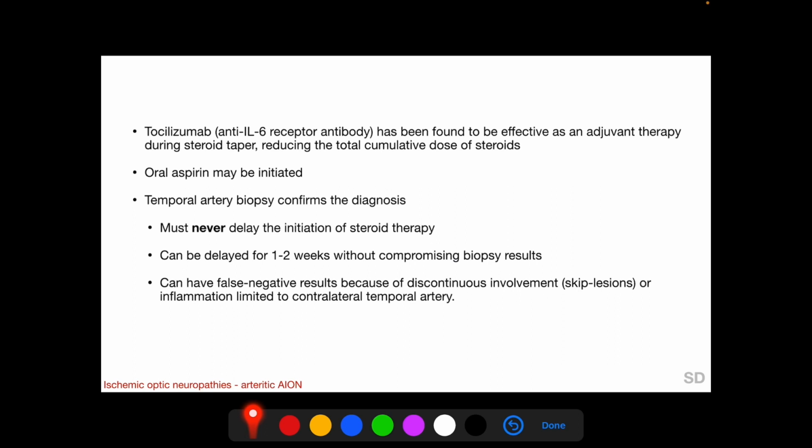Temporal artery biopsy confirms the diagnosis, but it must never delay the initiation of steroid therapy, which is absolutely urgent. Temporal artery biopsy can be delayed for 1 to 2 weeks without compromising the results of the biopsy, and the biopsy can have false negative results because of discontinuous involvement of the temporal artery called skip lesions, or the temporal artery contralateral to the involved eye may be involved.